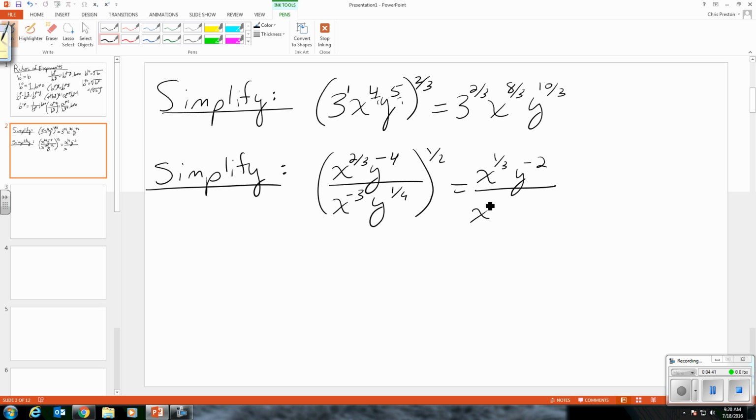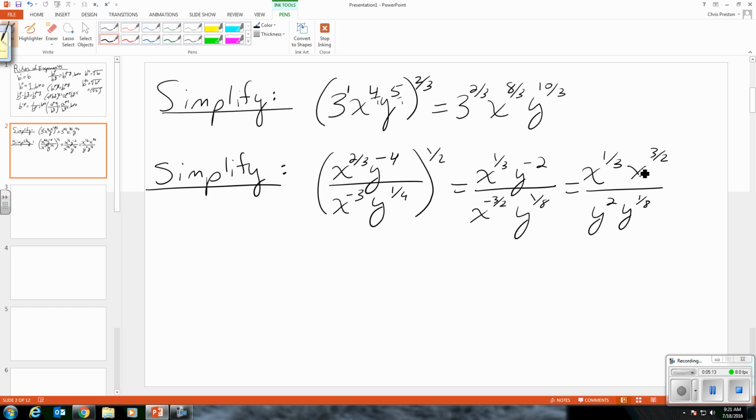-3 times 1/2 is -3/2. And then 1/4 times 1/2 is 1/8. Okay, now we're going to use those other properties. So I would say, well, if I have a negative exponent, I'm going to do the reciprocal. So positive exponent x to the 1/3 stays up here, but y to the second goes down the bottom because it's a negative exponent. This x to the negative 3/2 goes to the top, and y to the 1/8 stays down here.